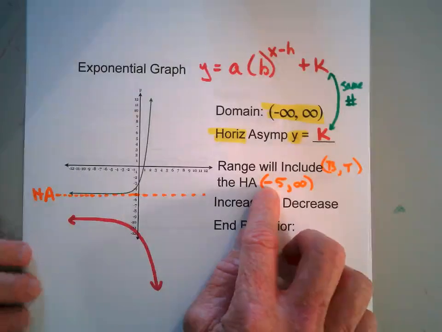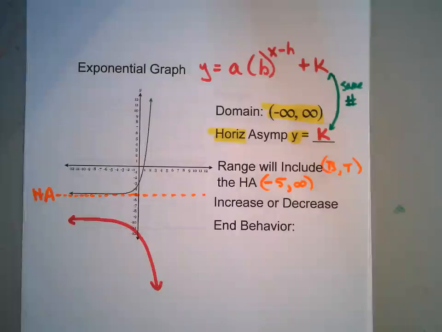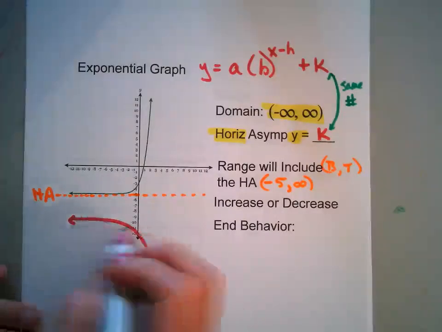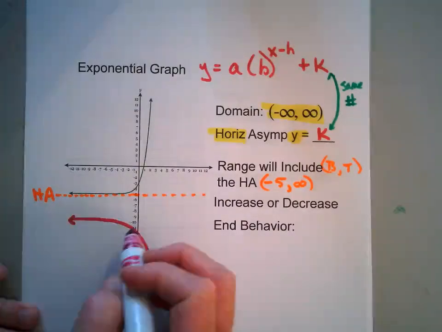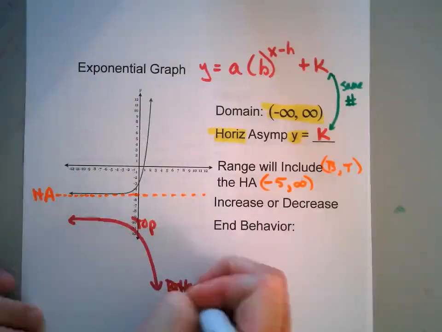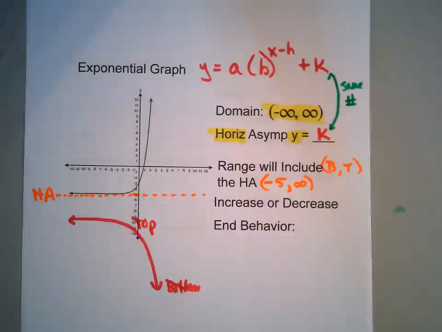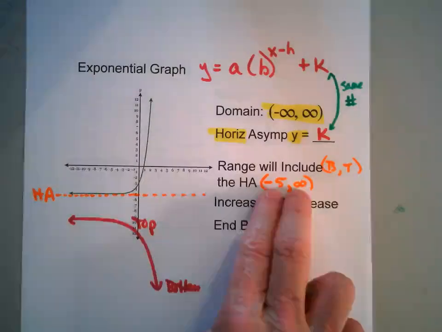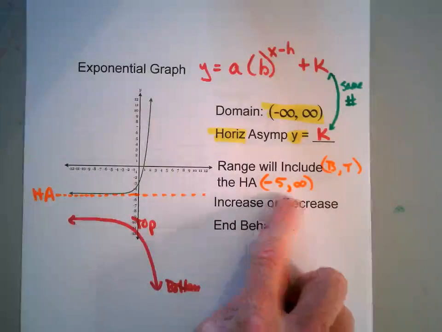Okay. The only thing you have to do is be careful. Is that horizontal asymptote going to be the top of the graph, or is it the bottom of the graph? So you have to be careful with that one. It may try to trick you and flip this. So you just got to be aware.